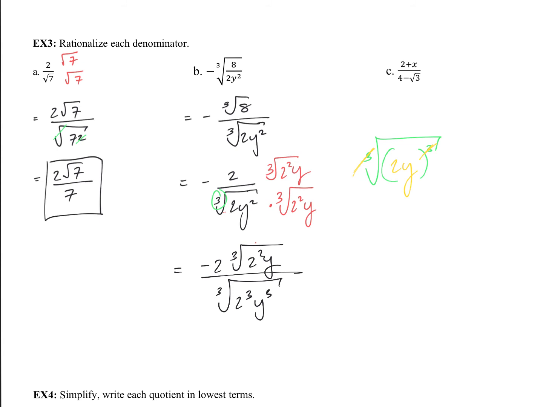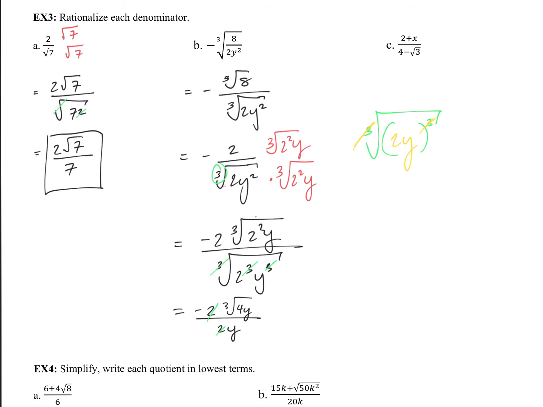And I can rewrite that. Those cancel, and I'm left with negative 2 cube root of 4y all over 2y. And those 2's cancel, so I'm left with, running out of room kind of, negative cube root of 4y over y. Okay, so we've done that.